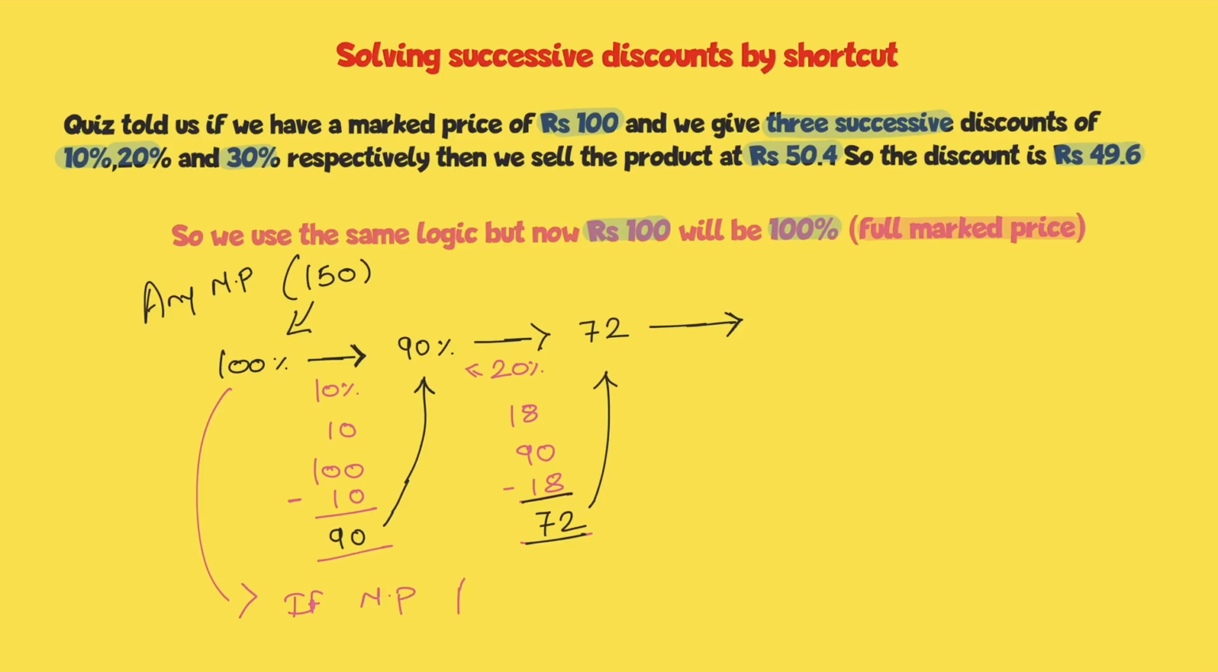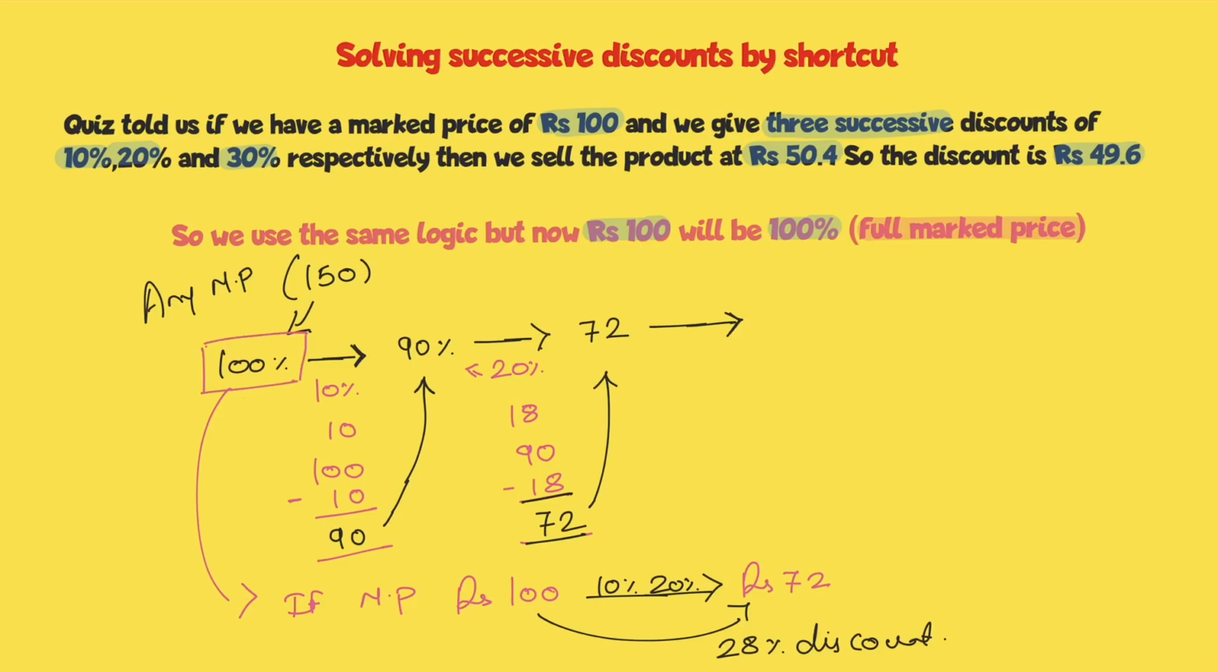If you want to visualize what we did in the quiz and what we are doing right now: if the mark price was rupees 100, and we give discounts of 10% and 20%, what is left is rupees 72. You were selling at 100, now you are selling at 72, so you gave a discount of rupees 28, which is nothing but a 28% discount. Now instead of rupees 100, I am saying 100%, and what is left is 72% of whatever the mark price was. What is it? I don't know. But whatever the mark price was, when I started from 100%, I am left with 72% of that.